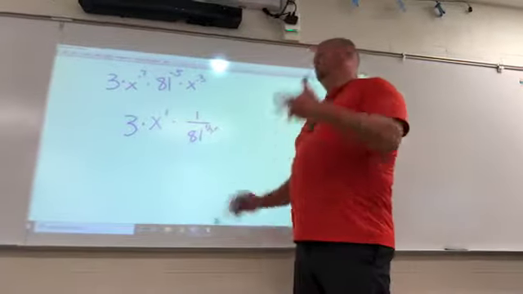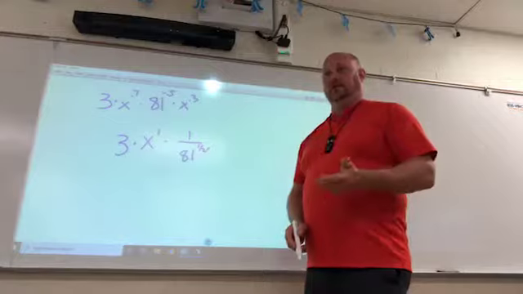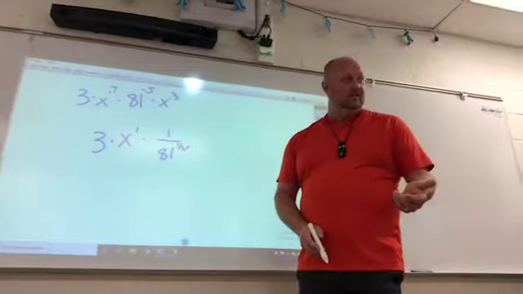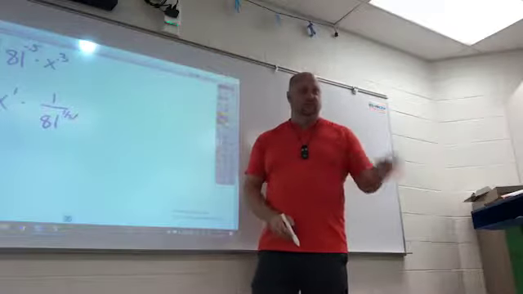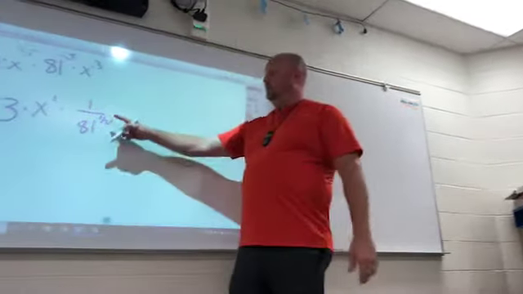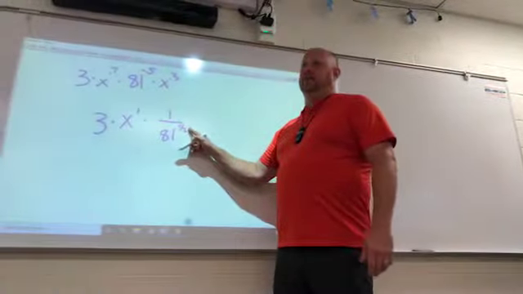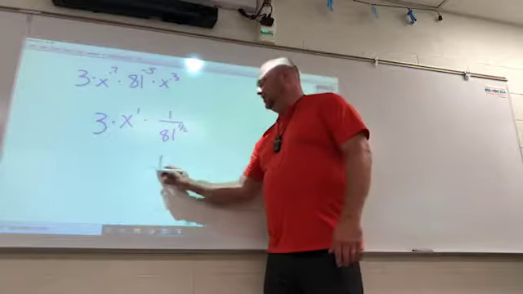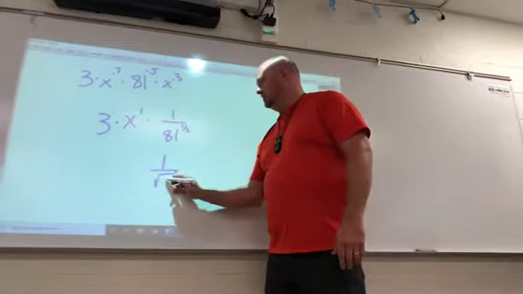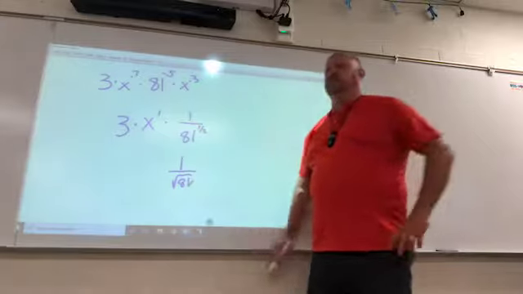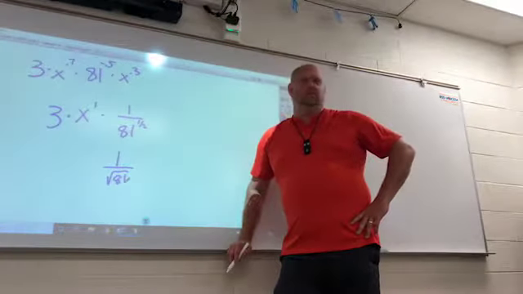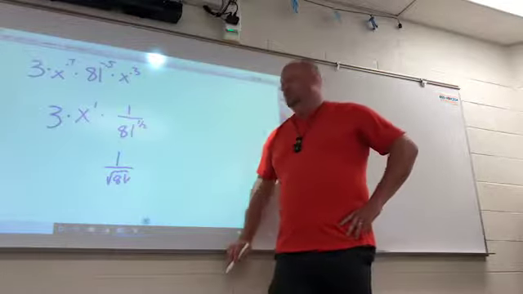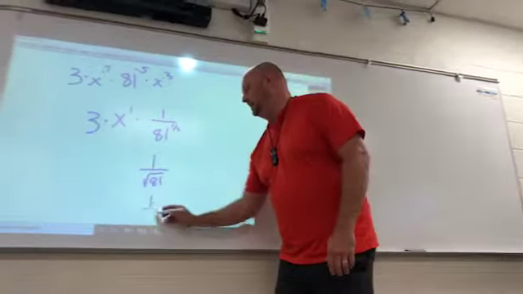1/2. And what do we do with fractional exponents? We make them radicals, right? 81 to the 1/2 power, isn't that just the same thing as the square root of 81? It's exactly the same thing. So what's the square root of 81? So that's the same thing as 1/9.